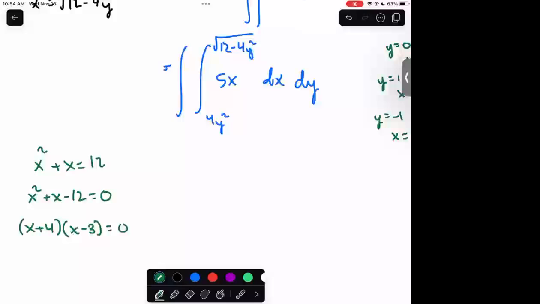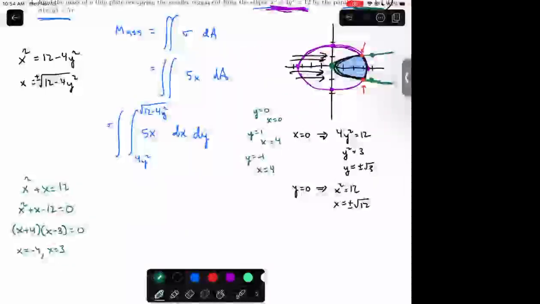And this tells me that the x value is either going to be -4 or 3. Well, I can look at the intersection. One of these is going to be extraneous and one of them is not. The x value is clearly positive. It's clearly to the right of the origin. And so x equals 3 is the one that I'm interested in.